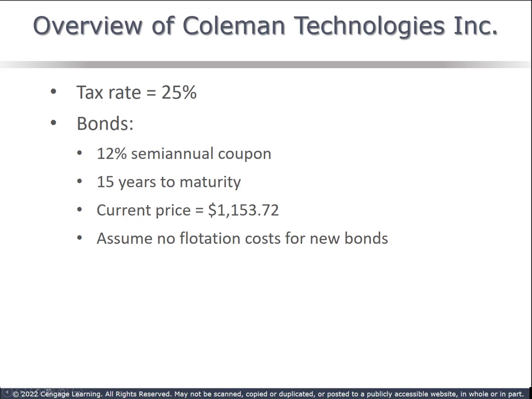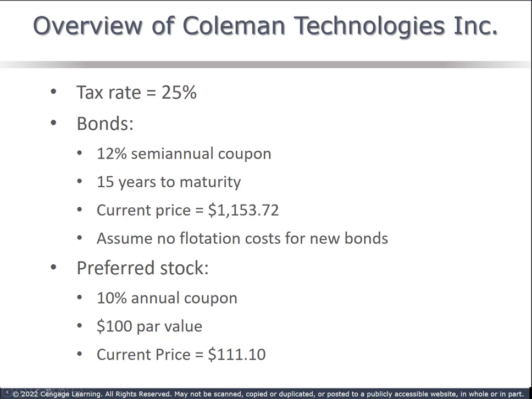Let's work through an example to see how this works. Coleman Technologies has a 25% tax rate. They have bonds outstanding with a 12% coupon paid semi-annually and 15 years to maturity. They currently sell for $1153.72. We're going to ignore flotation. They have preferred stock with a 10% annual coupon currently selling for $111.10. Note that the $1 to $100 par value of the preferred stock is irrelevant in our calculations. We're concerned with what it sells for right now.